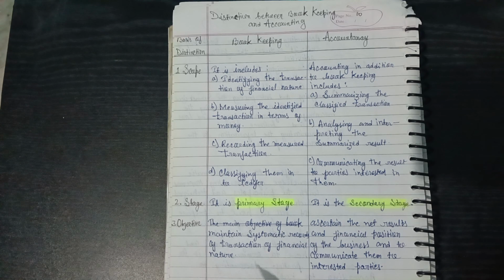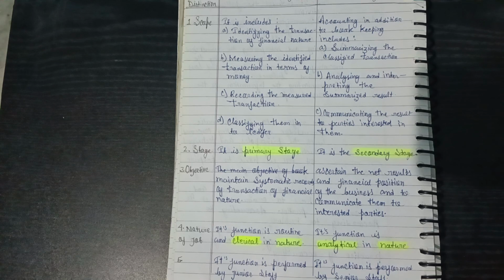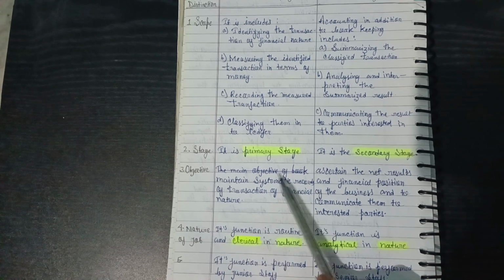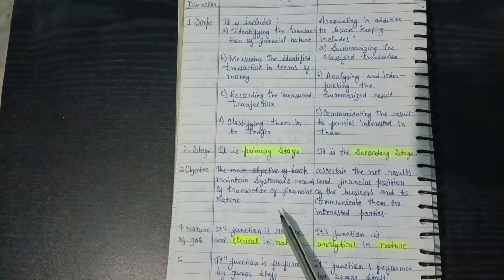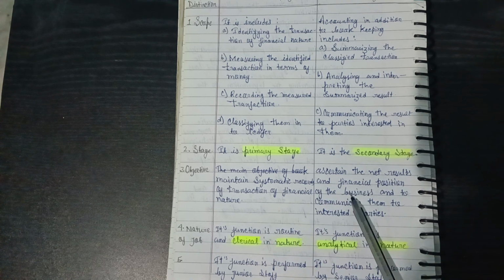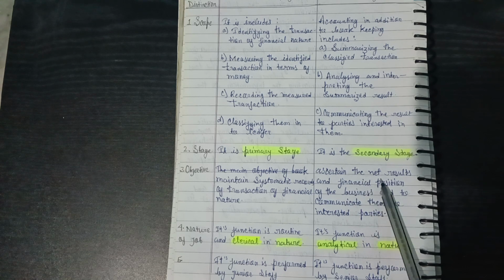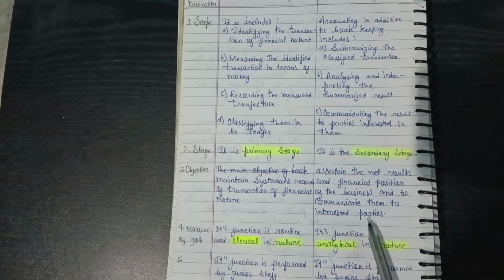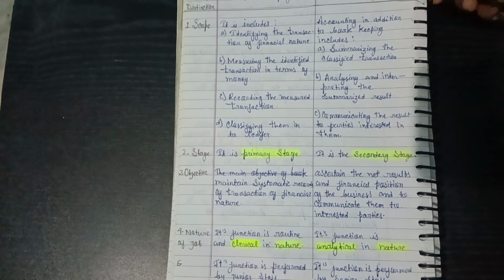What are the objectives of bookkeeping? To maintain a systematic record of transactions of a financial nature. This is the objective of bookkeeping. And what is the objective of accounting? To ascertain the net result and financial position of the business and to communicate them to interested parties. This is the objective of accounting.